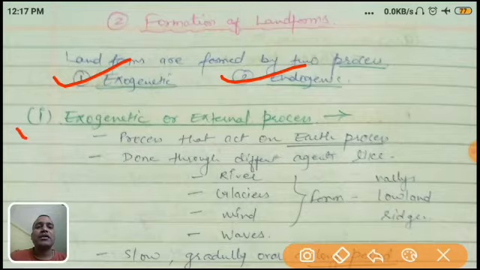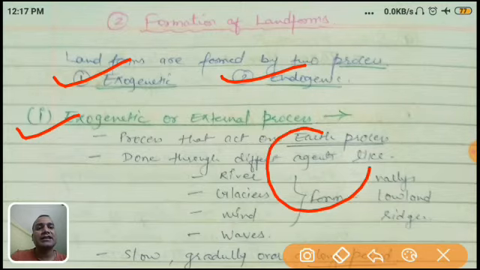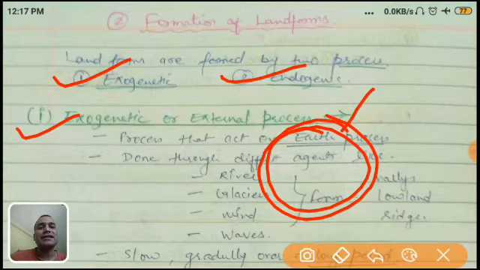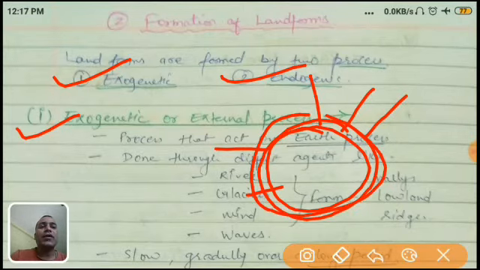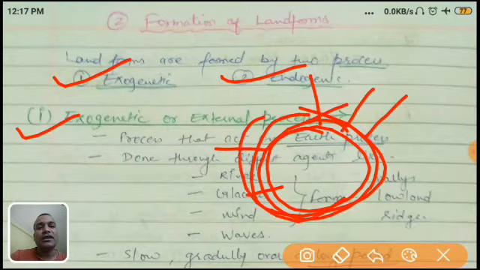First of all, we discuss the exogenic, also called the external process. Why is it called external? Because, just like this is the earth, on the surface of the earth, what changes happen and what landforms are formed by this external process, external force. That's why it is called the exogenic or external process.